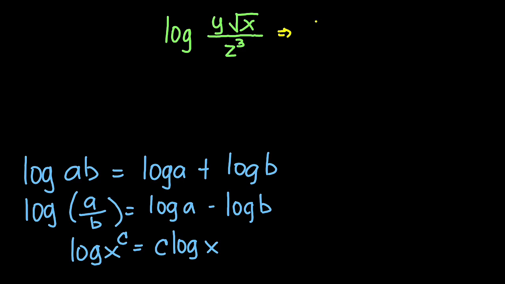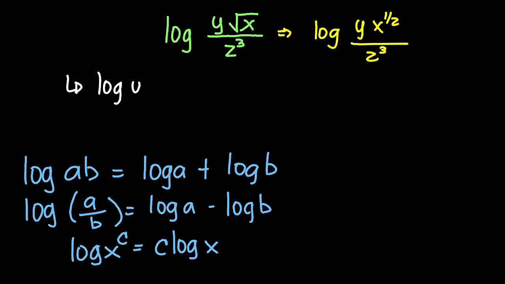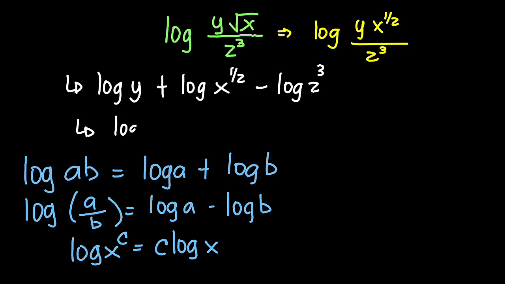So we can rewrite this as log of y multiplied by x to the power of 1/2 over z to the power of 3. And so we can expand this normally. So this would be log y plus log of x to the power of 1/2 minus log of z to the power of 3. And so since we have an exponent here, we must bring them down. And so your final answer would be log of y plus 1/2 log of x minus 3 log of z.